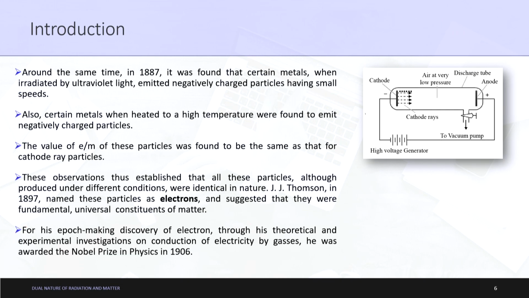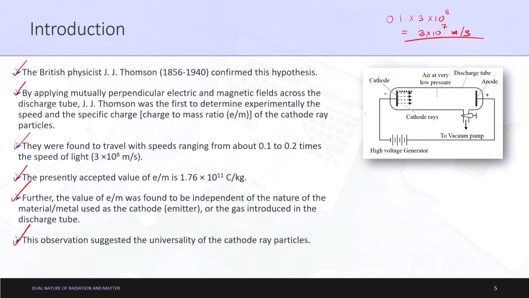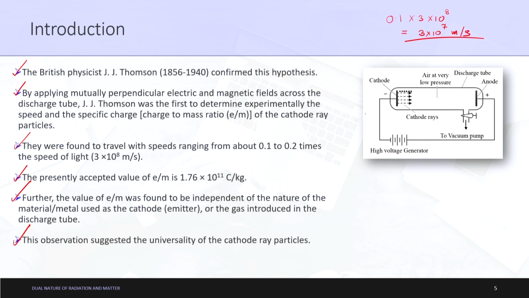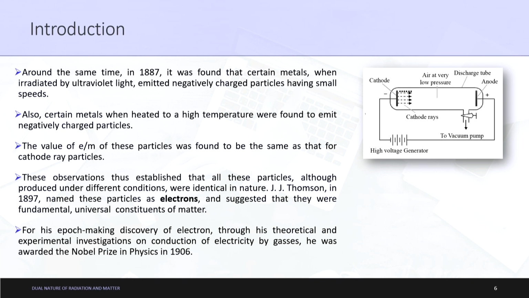Okay. So, introduction. Around the same time in 1887, so as you can see, these things were being explained around 1870 and 1875, William Crookes 1879, these concepts were being hypothesized and these were being proved by J. J. Thomson. So, in the same timeline, in 1887 it was found that certain metals when irradiated by ultraviolet light, please remember this is the main crux, emitted negatively charged particles having small speeds.